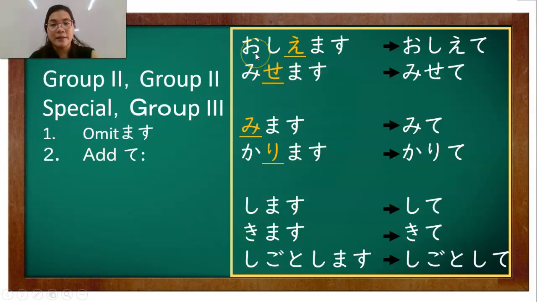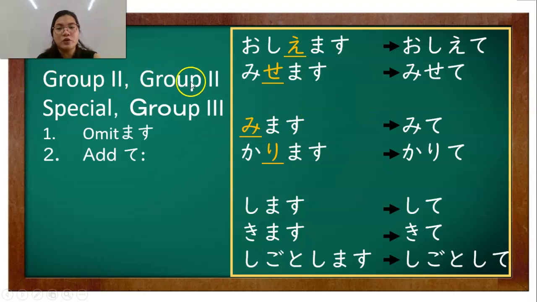For example, the word oshiemasu. You omit the mas, you add te. So oshiemasu becomes oshiete. Oshiete. Next is misemasu. Misemasu becomes misete. Misete.